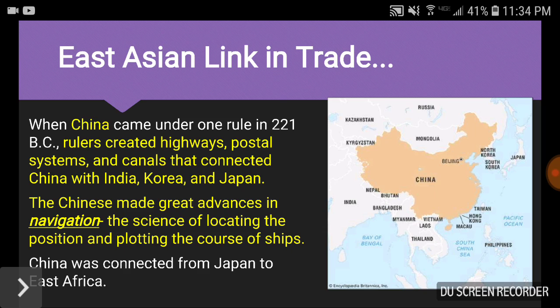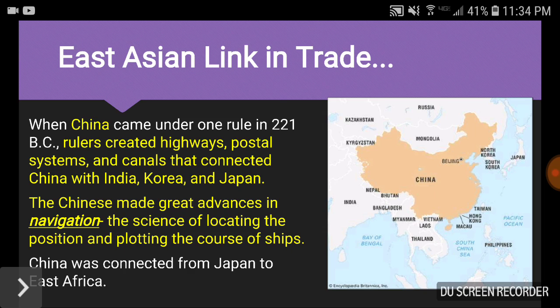All right, so moving kind of across the world, how did Asia play a part in establishing trade networks or linking these different networks of trade that were in parts of Europe and also parts of Africa? So what China does is, in the year 2021 BC, China's going to come under one rule. So they're going to have an emperor that's going to lead and rule the Chinese people.